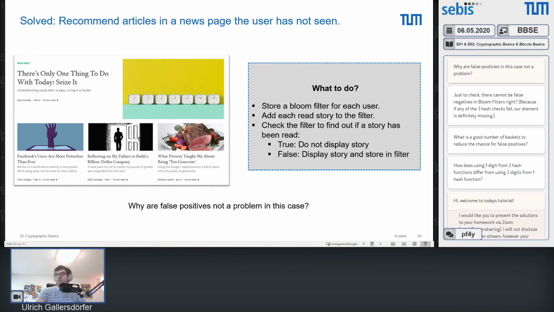We got some answers there. First of all, I'll just repeat them. There are enough other articles, because nobody really has to read them. Showing an article that he or she has already read is not the end of the world.